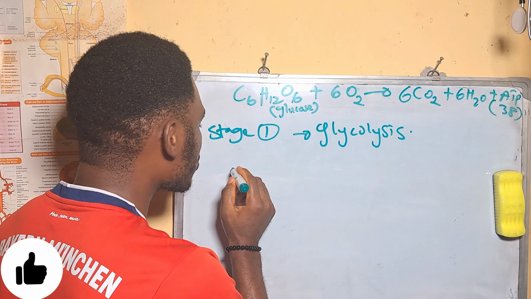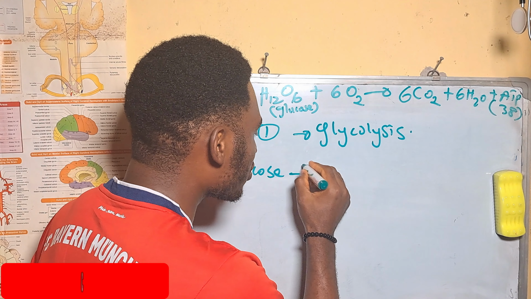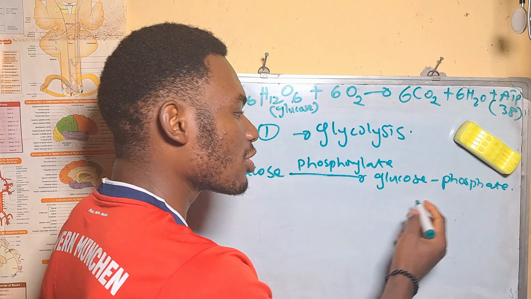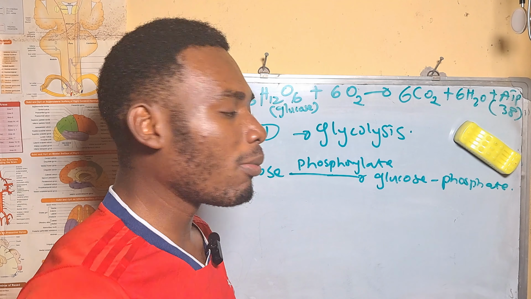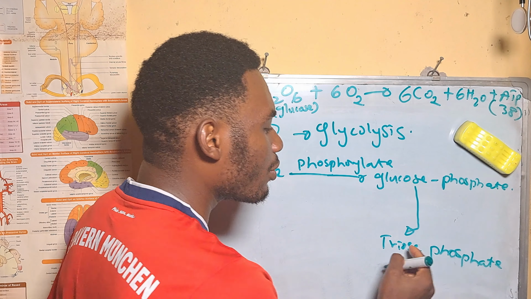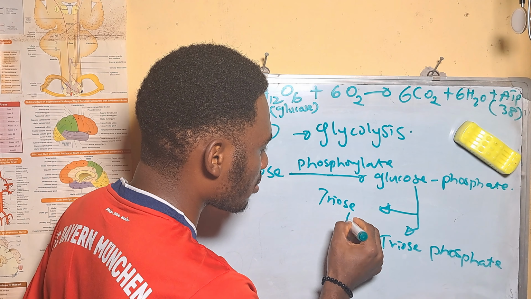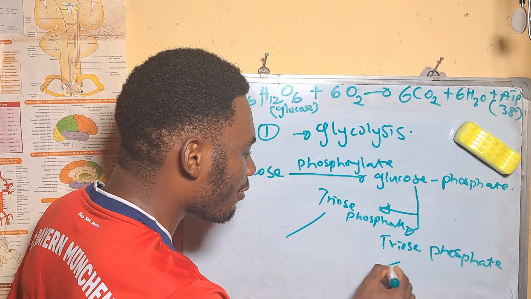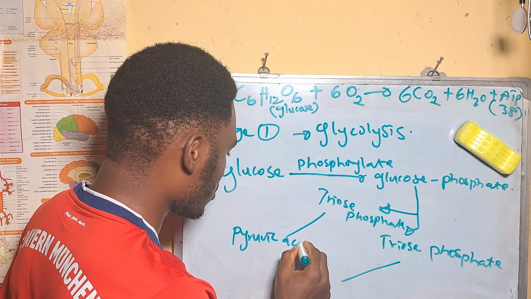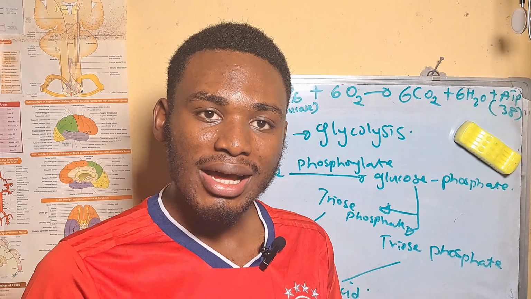So our glucose is phosphorylated, that's adding a phosphate group to it. You phosphorylate glucose to have glucose phosphate. Glucose is a 6-carbon molecule. This glucose phosphate is later broken down to triose phosphate. Triose means 3 carbon. So it has 2 triose phosphates, which now go down to form pyruvic acid or pyruvate. So this is stage 1 in cellular respiration.